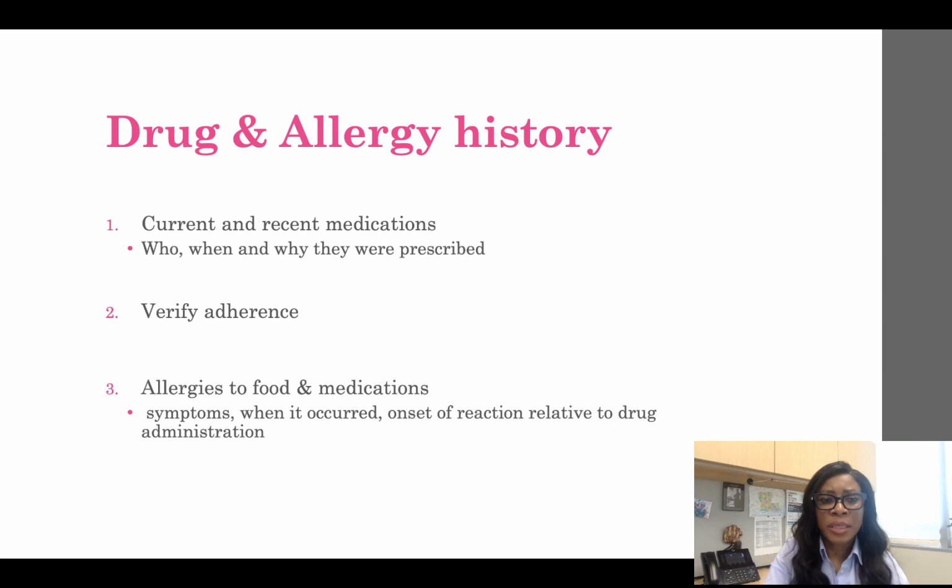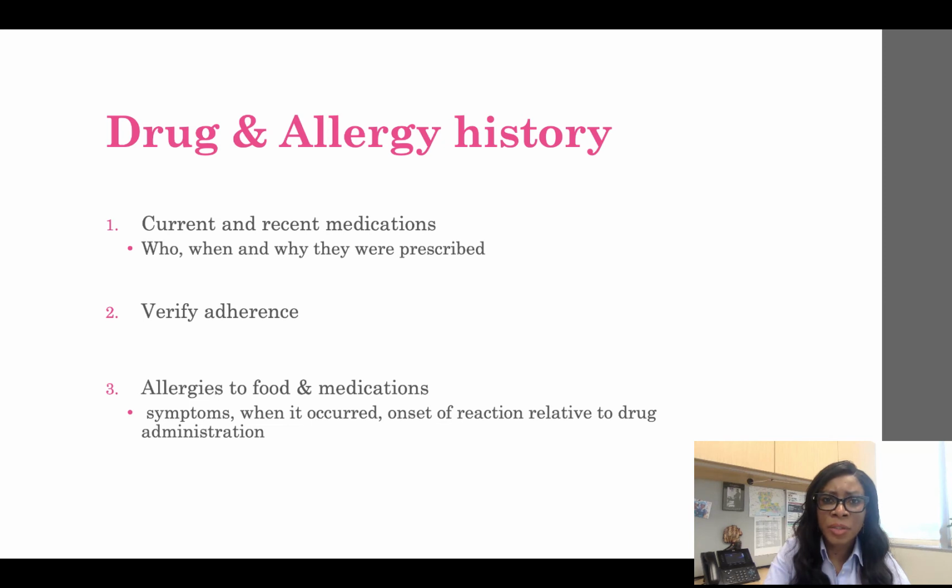Drug and allergy history. Ask about current and recent medications. Ask why they were prescribed, who prescribed them, and when they were prescribed. Also ask or verify that the child is adherent to the prescription and they are taking the medication at the dose at which it was prescribed.